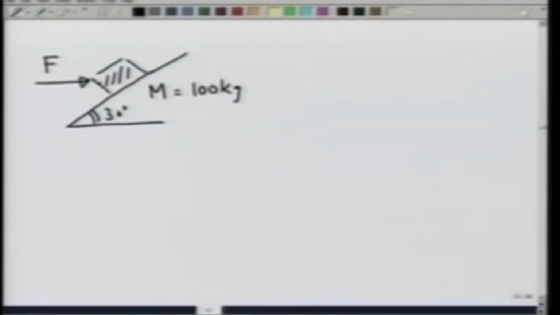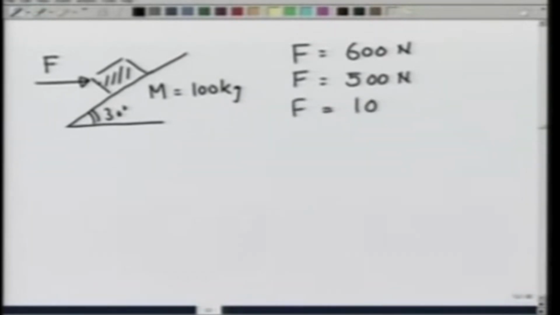I would like to know what happens to the block if F equals 600 newtons, if F equals 500 newtons, and if F equals 100 newtons. I want to know in these three cases, does the block move, does it remain stationary, and so on. This is an interesting problem because, number one, I do not know whether the block would be moving or stop or would remain static.